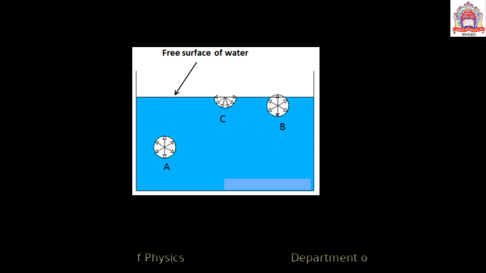Now the question arises: what is true for molecules B and C? Is it true for all other molecules in the surface film? What is the nature of those molecules in the surface film? They are pulled downward due to the resultant cohesive forces, the magnitude of which increases from surface RS to free surface PQ.